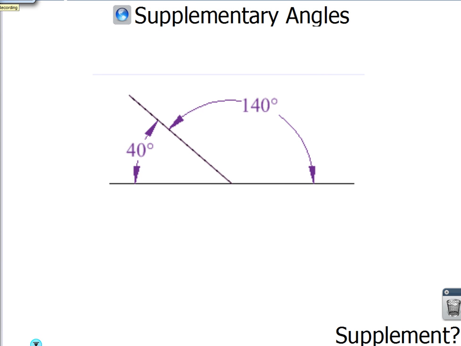Once again, supplementary angles. Supplementary angles are two angles that add up to 180 degrees. We know from when we talked about types of angles, there are four types of angles. There's acute, obtuse, straight, right.